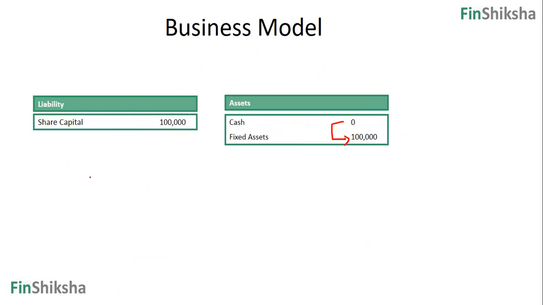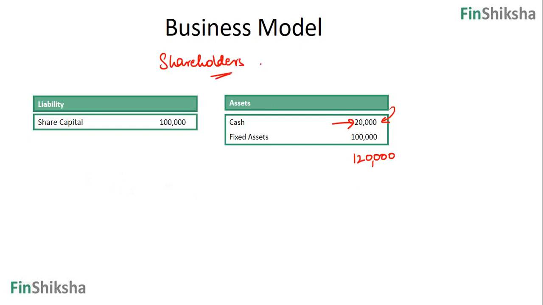Now let's say the company does business and the business generates a final cash profit of 20,000, right? So what will happen? Cash profit will increase the cash by 20,000. Now that creates a problem because the balance sheet size is 1,20,000. Now whose money is this cash? This cash or this profit belongs to the shareholders of the company.